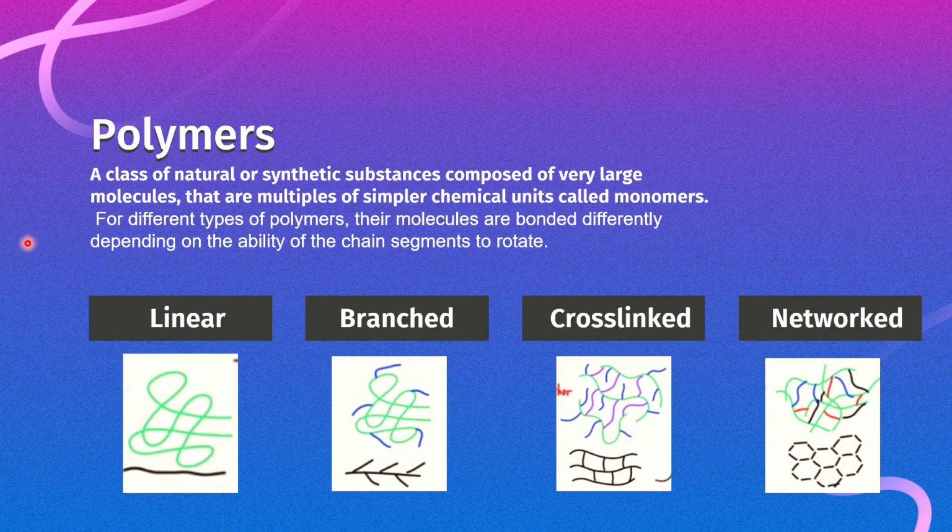So first of all, I would like to introduce to you what polymer is. A polymer is actually a combination of very large amount of molecules, each of them a simpler chemical unit called a monomer. And polymer actually consists of different types. The first one will be linear, followed by branch, cross-link, and eventually networking.